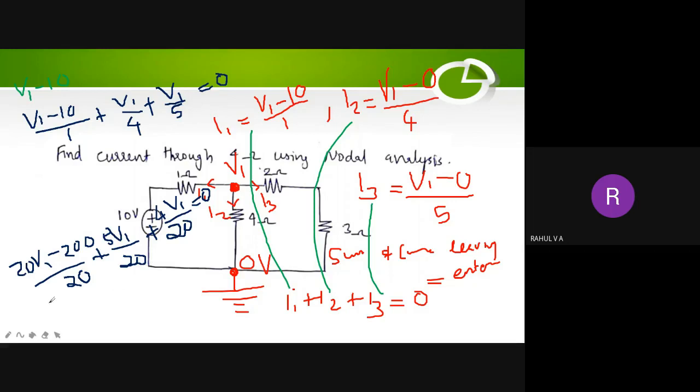Okay, now you can write this 20 goes to that side and it becomes 0. Now 20V1 plus 5V1 plus 4V1, that is 29V1 is equal to 200. And V1 is equal to 200 divided by 29.